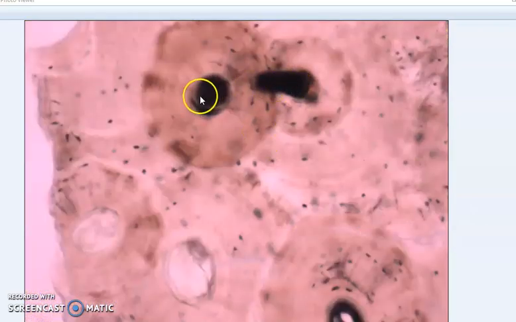And here's a lower power. The central canals actually have blood vessels that connect them, called Volkmann canals. And you can't really see the lacunae that clearly because this is zoomed out more.